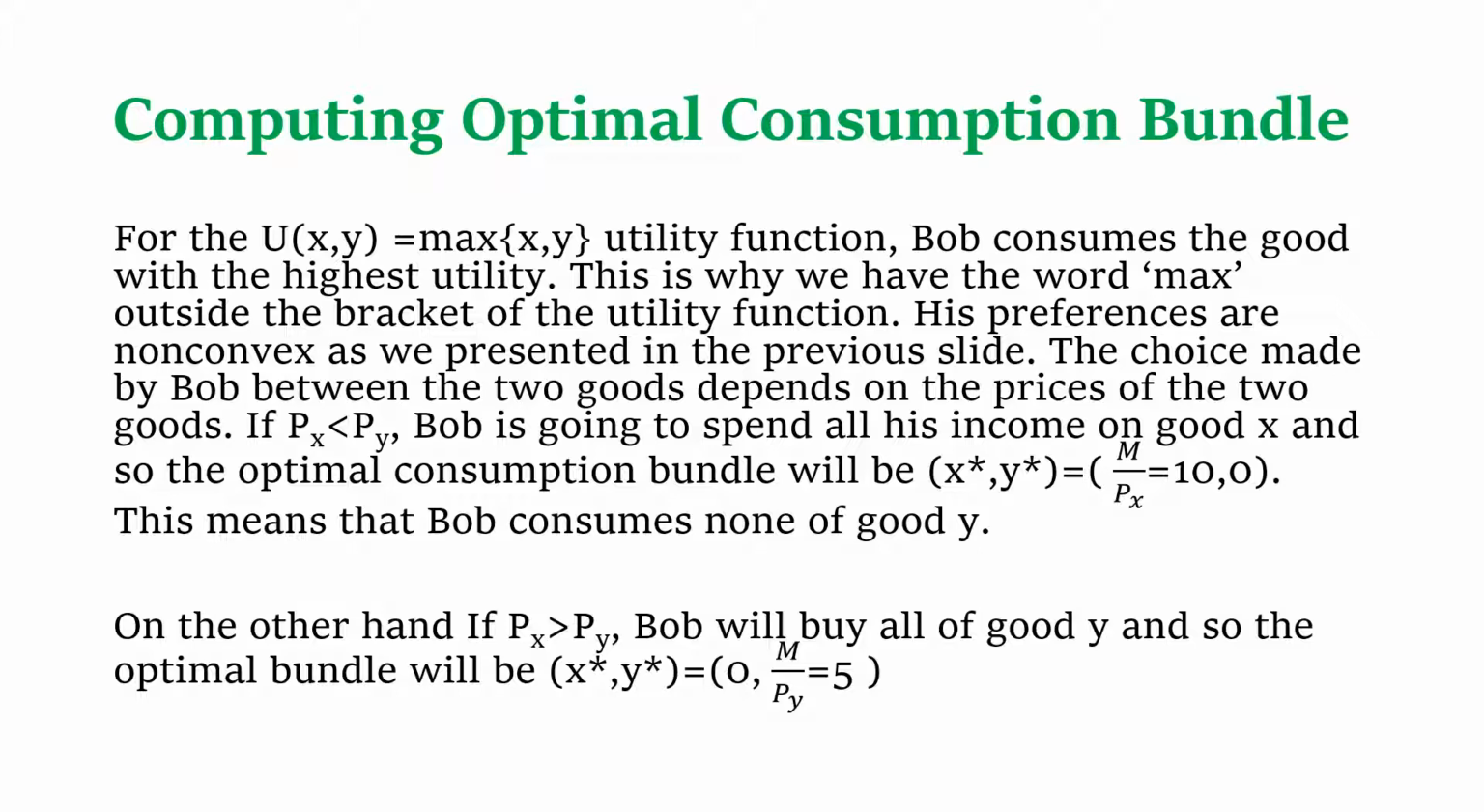Now the next scenario: if the price of good X is greater than the price of good Y, then it means good X becomes relatively more expensive and good Y cheaper. So he's going to spend all his income on good Y. And so in that case, we have M over Py, which is 5, and then 0 for X, okay? So this happens, let's say, if the price of good X were like $5, and the price of good Y is $10. So he's going to spend everything on good Y.